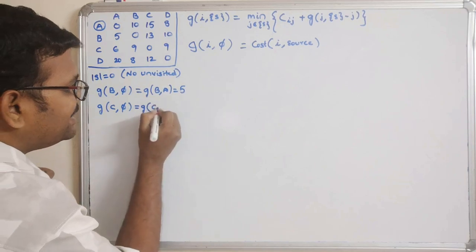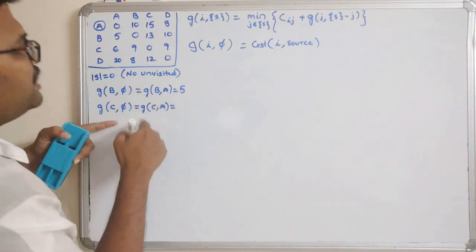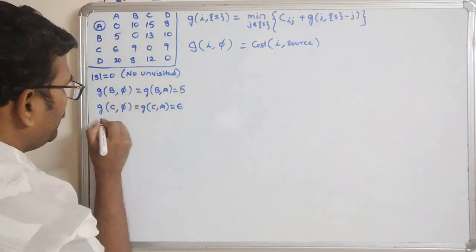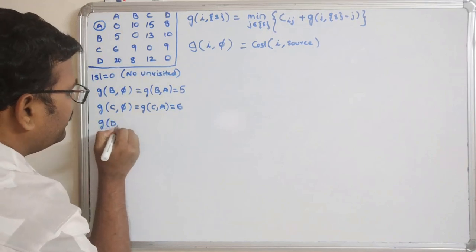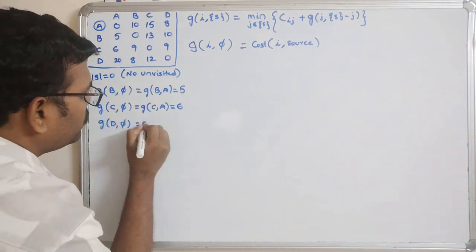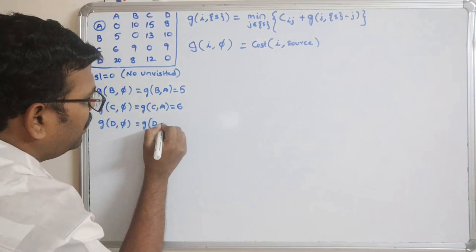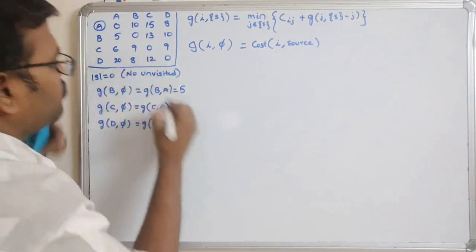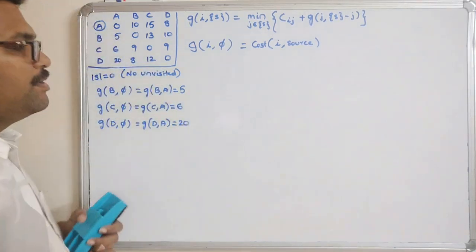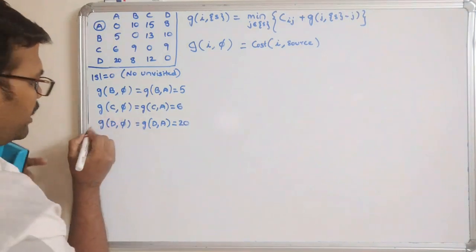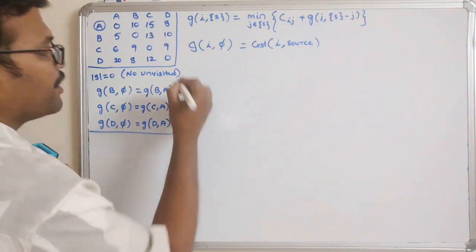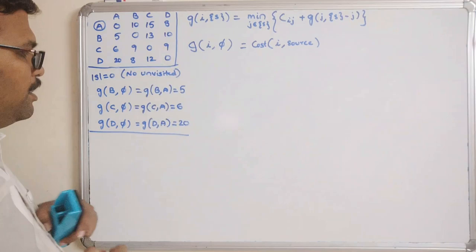So G of C comma source, so C A, which is 6. And the next possibility, D comma pi is equal to G of D comma source, so it is 20. Okay. So the only possibilities are this one.